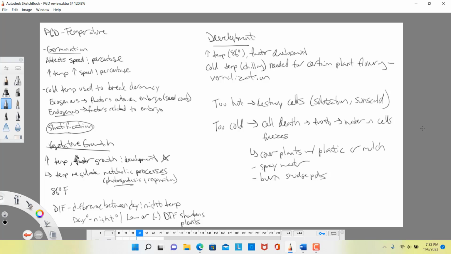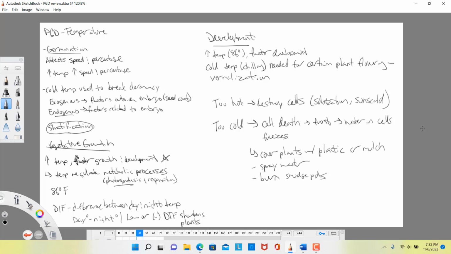Right? We also saw that there's a range of tolerance for germination of your plants, and often the optimal germination is towards the warmer range. That's why increasing temperatures tends to increase germination speed and percentage. We also saw that colder temperatures are important as well for some of our plants and some of our seeds. And that is because cold temperature is used to break seed dormancy.